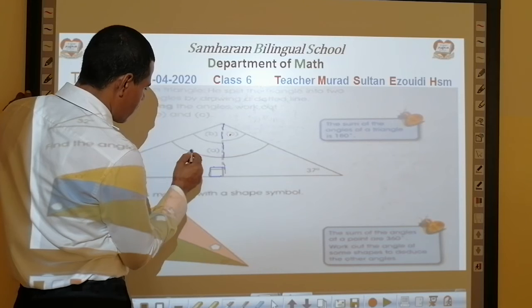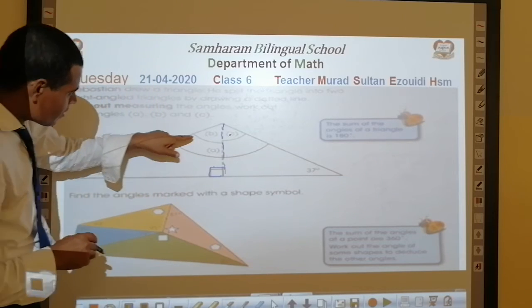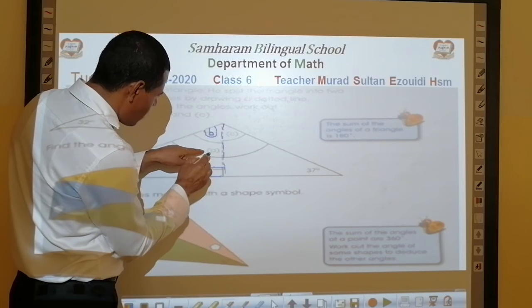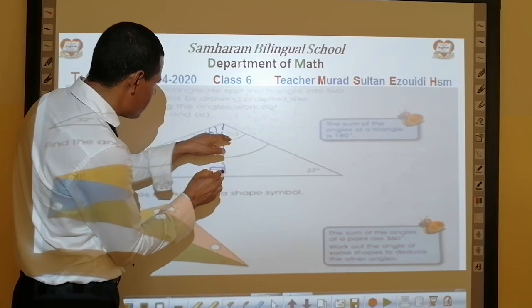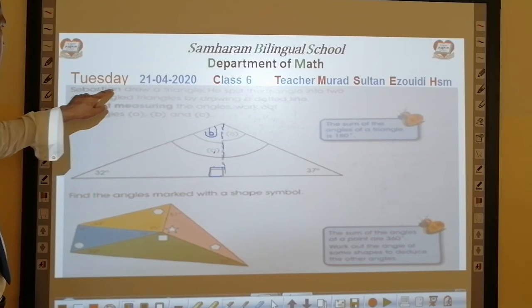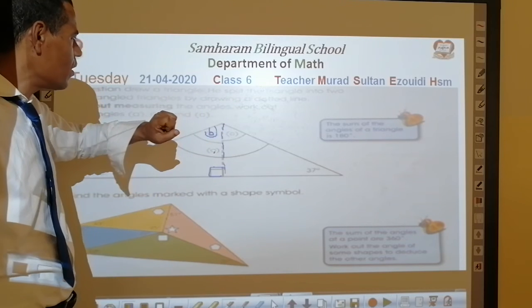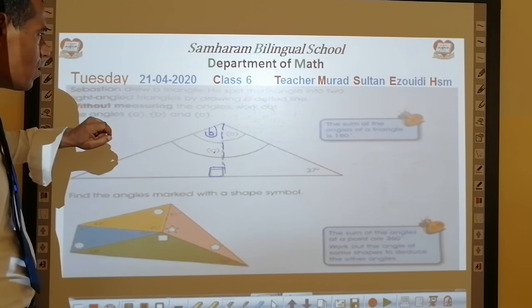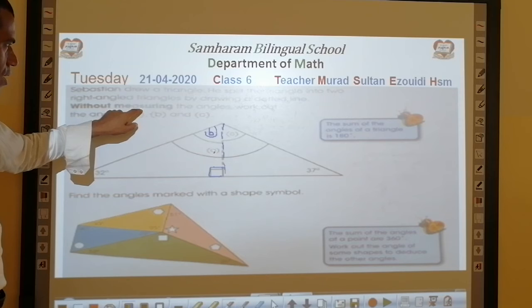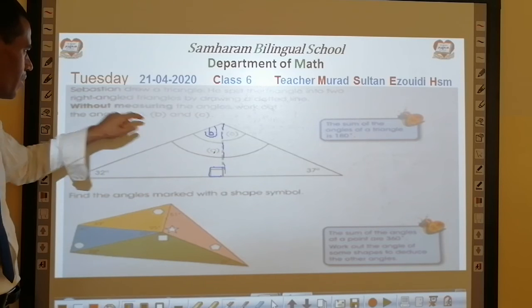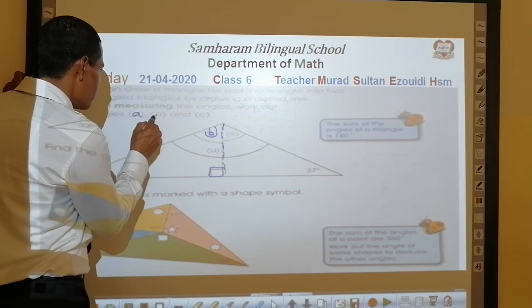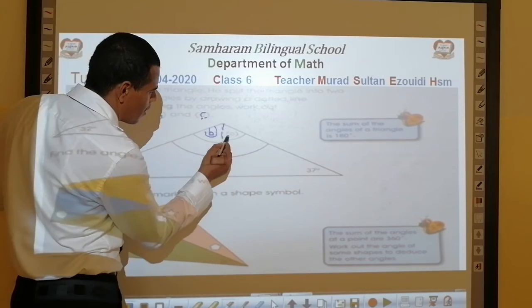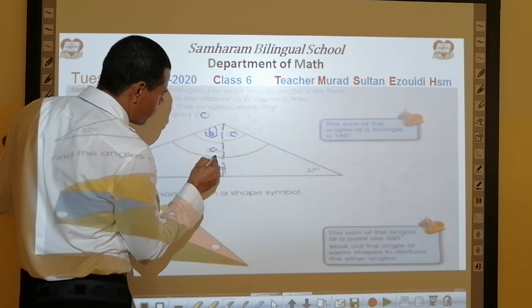Okay, A, B, C. So this one, my kids, is not clear. I think that is B. And this is A, B, C. So just a moment. Substein drew a triangle. He split the triangle into two right angle triangles by drawing a dotted line. Without measuring the angles, work out A, B, C. Okay. This is A, this is B, and this is C.